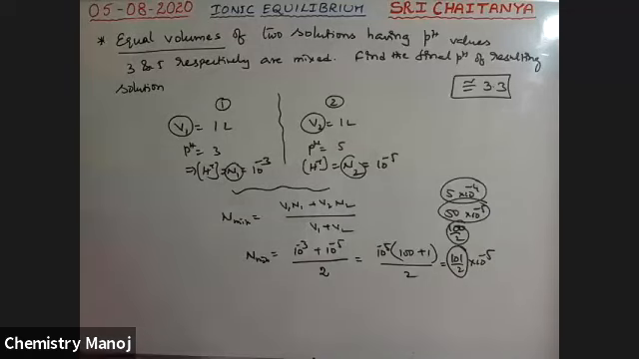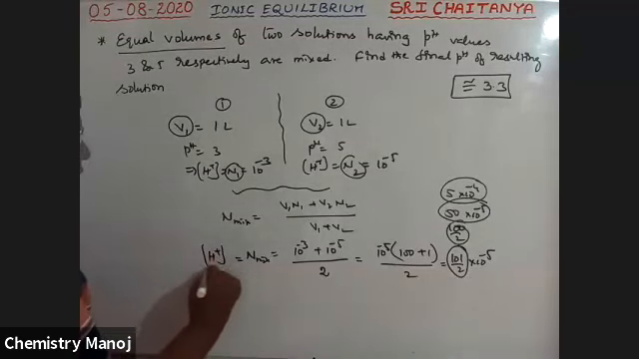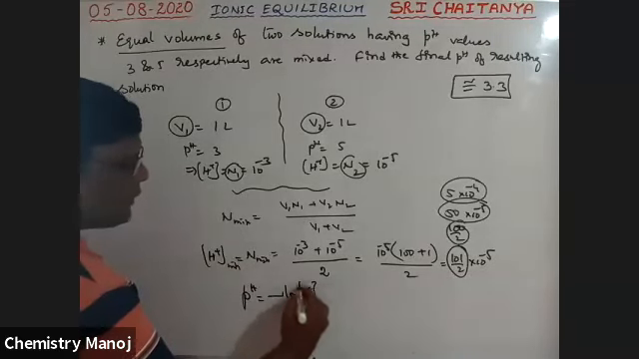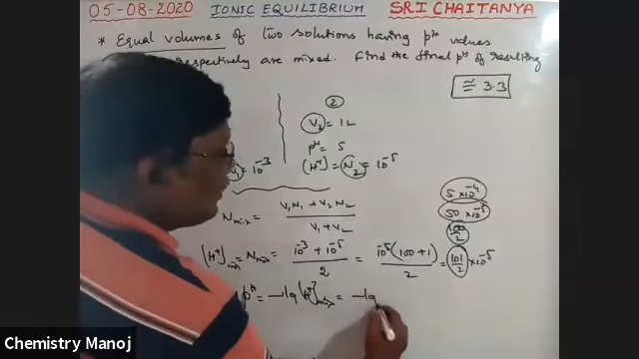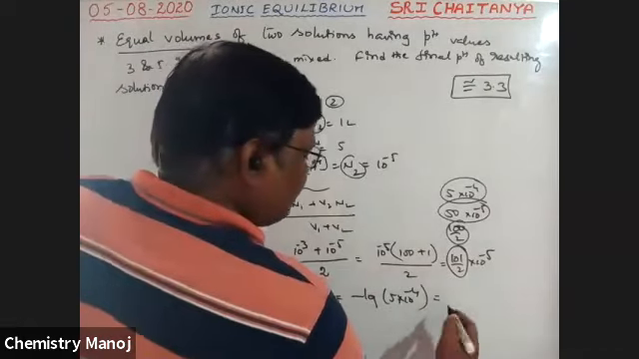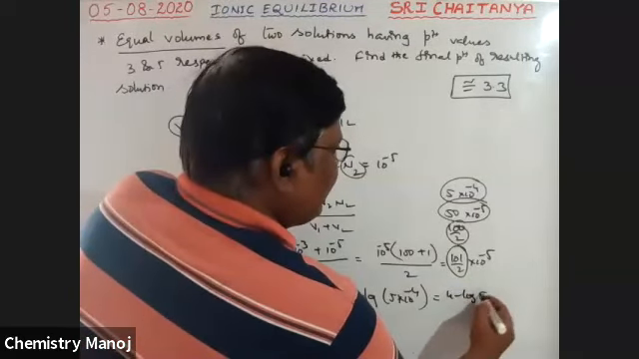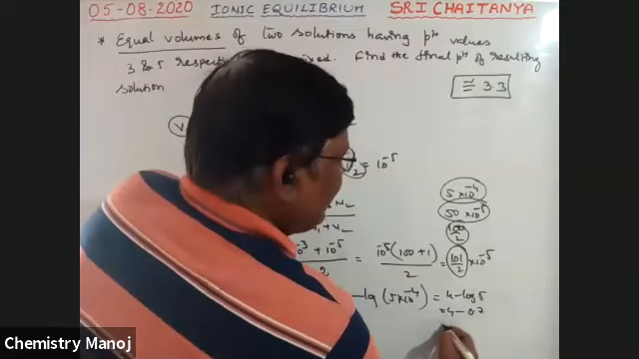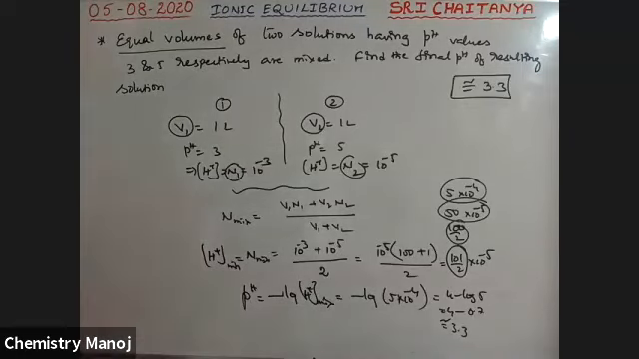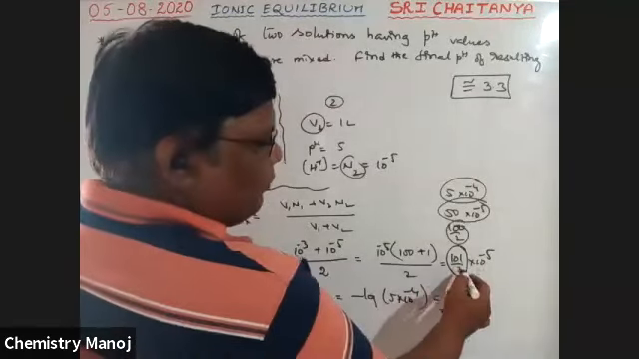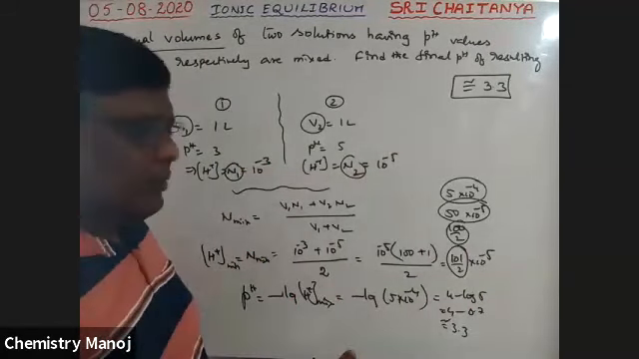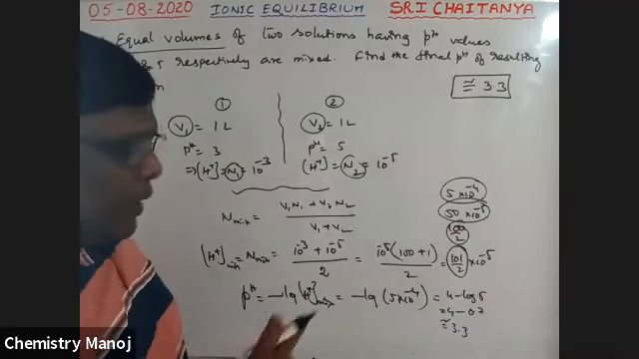So the normality of the mixture is H plus of the mixture, and therefore pH is equal to minus log H plus mixed, which is minus log of 5 into 10 power minus 4, which is 4 minus log 5. That is 4 minus 0.7, which is 3.3, the rough value. Actually it is 101 by 2, which means 50.5. If you take the correct value, it is 3.26 something.